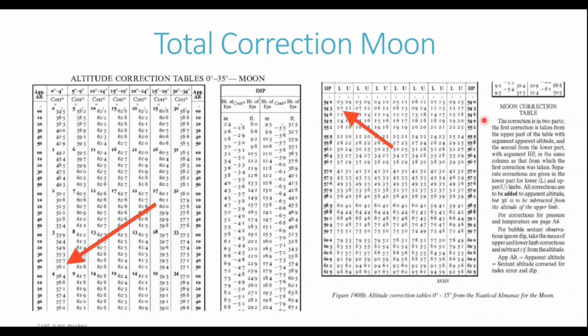Now all this which I have explained is mentioned in this part here. You see, 30 minutes is to be subtracted from the altitude of the upper limb. So it is mentioned in this part here. If you have any doubts, you can just read this explanation given here and it will clarify how the table is to be used.